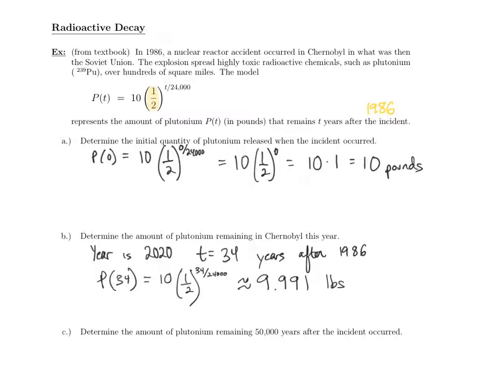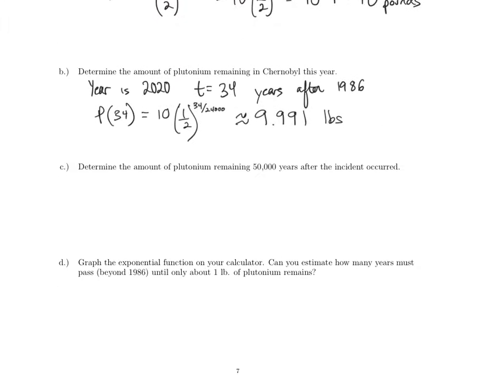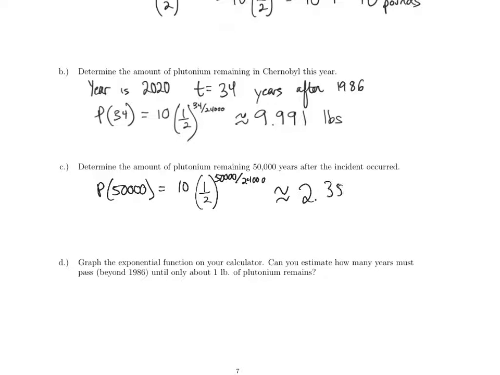So let's suppose we jump way ahead and we try to figure out, okay, how much is left if 50,000 more years go by? That's a huge amount of time, long after probably humanity is around anymore. And we end up plugging in 50,000 to this. And we get 50,000 divided by 24,000 in the exponent, which if you type that into your calculator, you get approximately 2.3597 pounds. So it's still around. It's not completely gone, but it is a lot less. But this is kind of the time frame that we're talking about as far as getting rid of the plutonium.